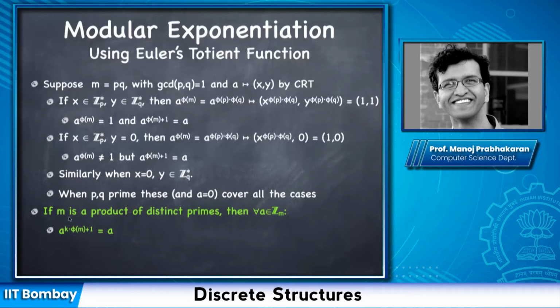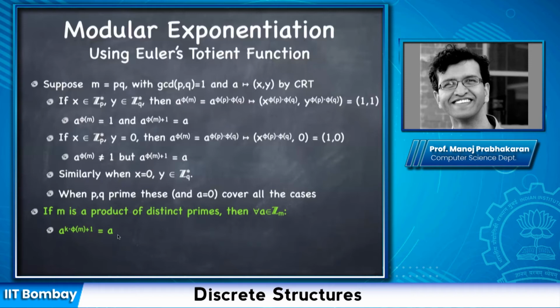And this is not just true for m being a product of two primes. You can inductively argue this holds when m is a product of any number of distinct primes. So there are no prime powers, so I'm not allowing m equal to, say, p squared or m equal to p squared times q. But as long as m is just a product of a bunch of distinct primes, each raised to the power 1, then you can argue the same property holds. Okay, so what does that give you?